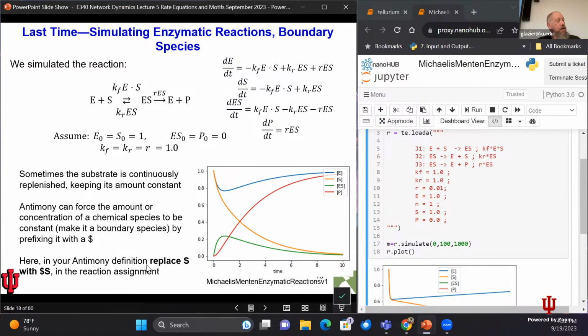The other thing that I wanted to talk about is this idea of what we call boundary species. And specifically, we can force the concentration of any of our components to be constant, which in a sense makes some of the things less interesting. But here, we might want to say that, for example, what happens if the amount of substrate is held constant? And to do that, we put a $ sign in the Antimony. So if we put a $ sign in front of the S here, then S won't change in time. It'll be forced to keep its initial value.